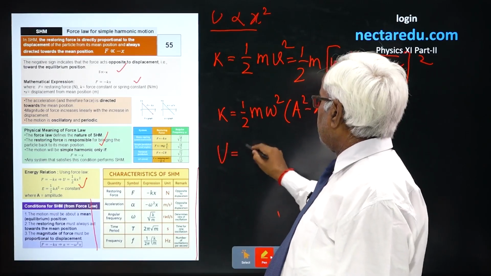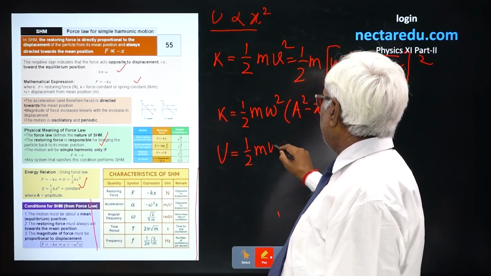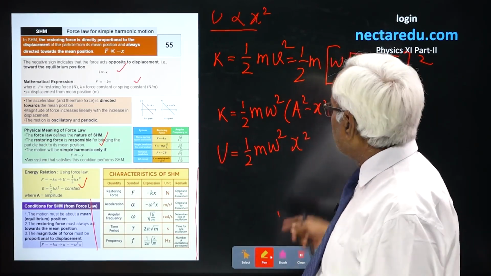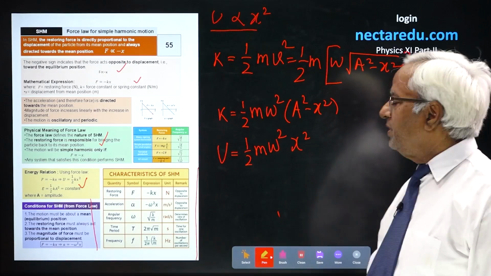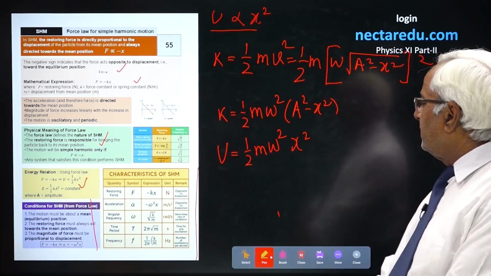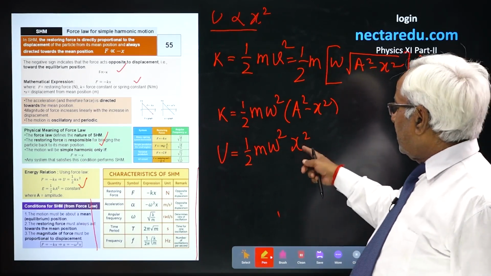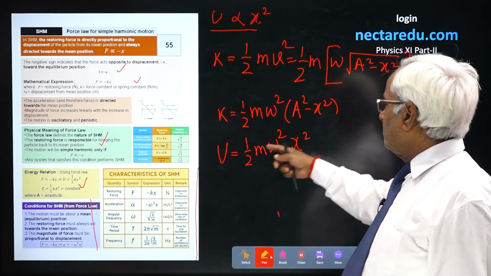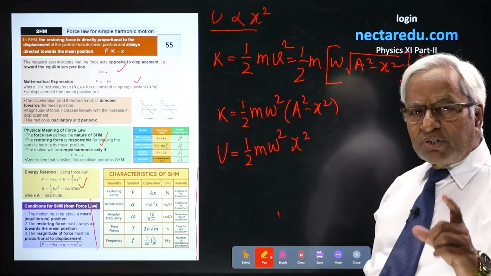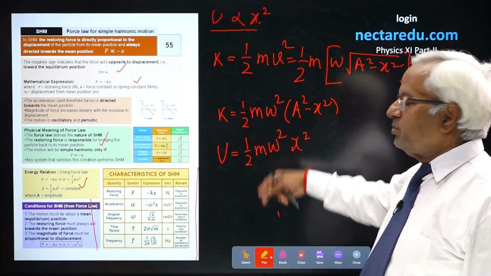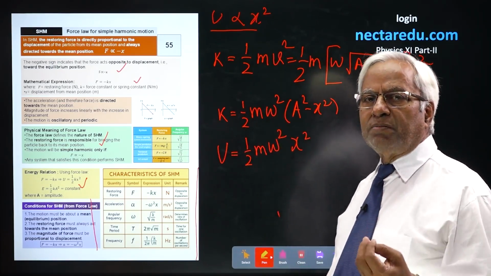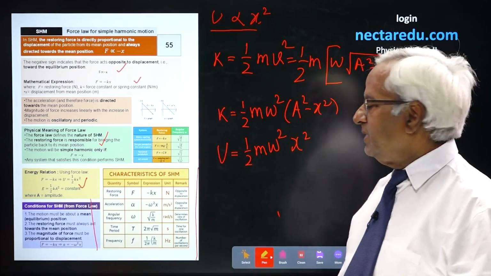Just now we studied that potential energy would be given by half m omega square x square. You see, they seem to be complementary to each other, meaning here x square is with minus sign and here it is with plus sign. That means when x makes U maximum, obviously it will make K minimum. It is crystal clear that the two values can never be maximum or minimum together. If one is going to be maximum, the other will be minimum at the very same time.